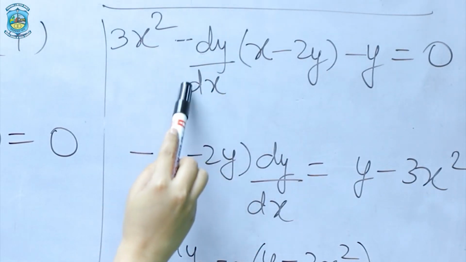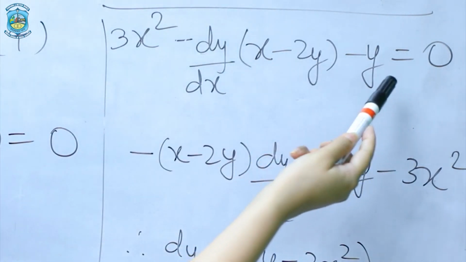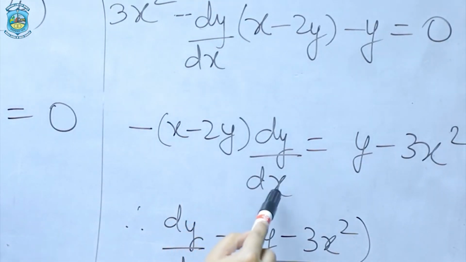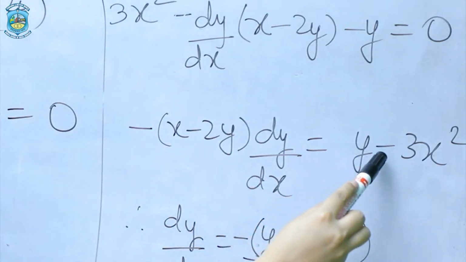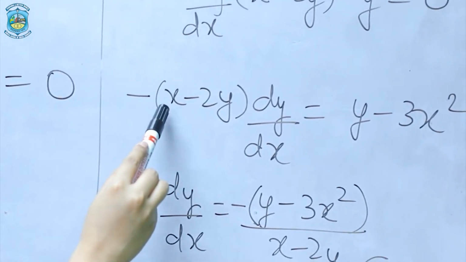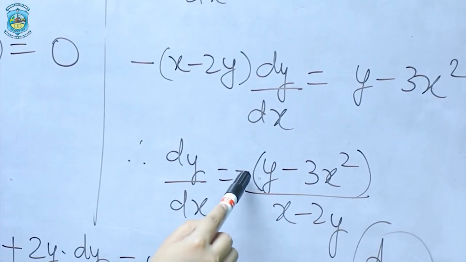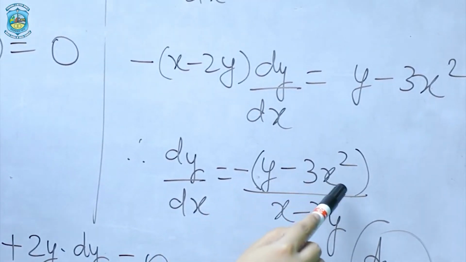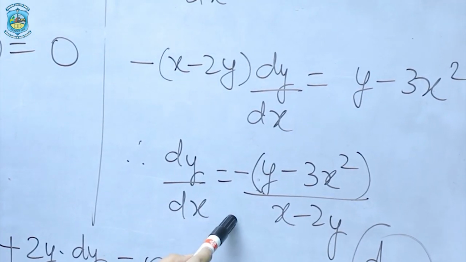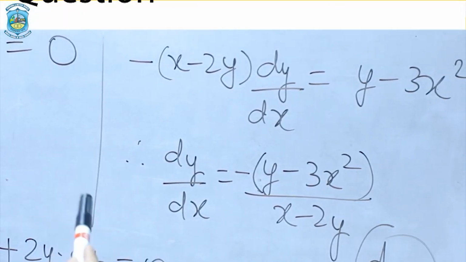Now we want to find the value of dy by dx. For that we will shift 3x square and y to the other side. So, we will get minus of x minus 2y into dy by dx is equal to y minus 3x square. Now, dividing the whole equation by minus of x minus 2y, we will get dy by dx equal to minus of y minus 3x square divided by x minus 2y. So, this is the final value of the derivative when y was expressed in terms of the implicit function.